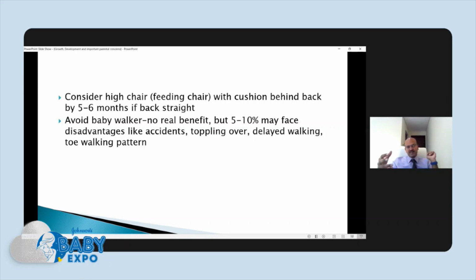You can consider a feeding chair with cushion by 5 to 6 months if the back is straight. That encourages the child to explore more with the hand. And in terms of toys, avoid a baby walker because there is no real benefit. And actually, because the child is slow walking, they may actually face delay when you actually start walking. There may be risk of accidents because the child is not mature enough to have any form of control over it. There is a risk of toppling over. I've seen children with accidents and even head injury from using a walker. So discourage its use in your relatives as well.